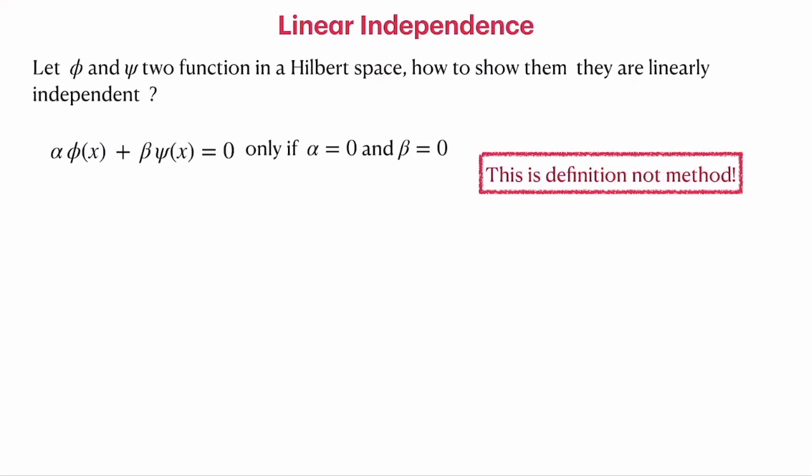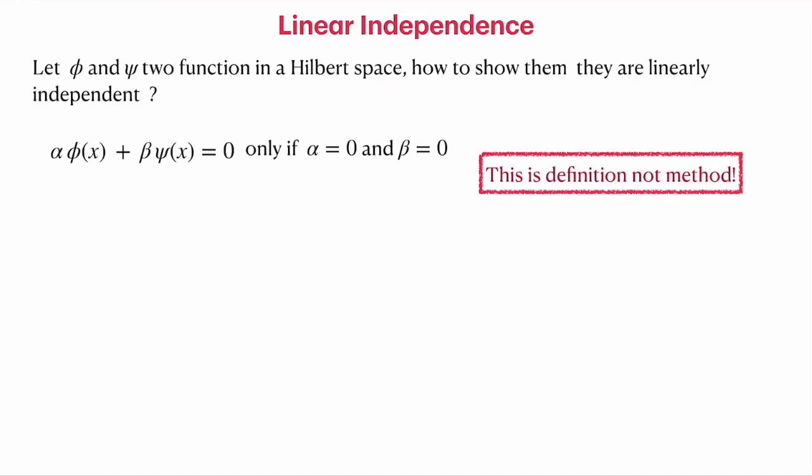You are stating a definition; it does not say how to figure out that this combination goes to 0 if and only if alpha is 0 and beta is 0. We have to have some method to calculate it.